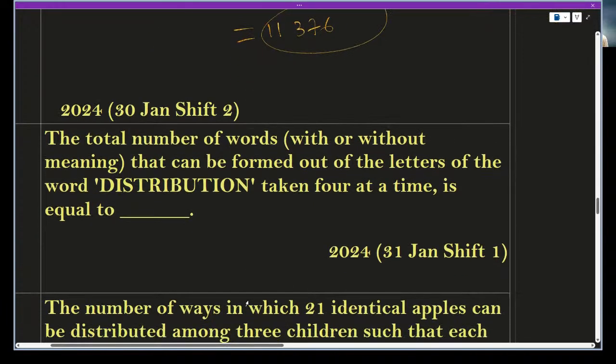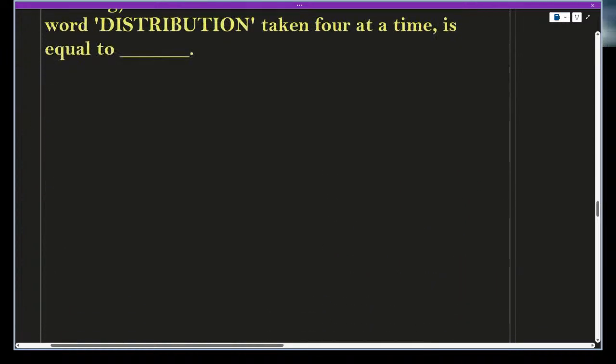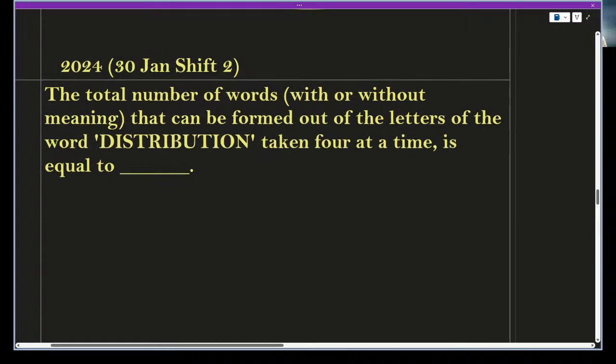This is a very interesting question. You have done this kind of questions before. This also came in shift 1, 2024. Total number of words with or without meaning that can be formed out of the letters of the word distribution taken 4 at a time. This is a concept you have learned in class 11, might be you don't remember it. I just remind you.